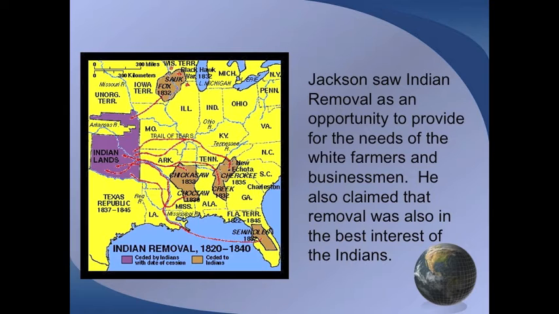He also felt that it was in the best interest of the Indians, and he in fact felt that he was doing the Indians a favor by granting them territory that would remain forever theirs. Indians would be moved from Georgia, North Carolina, Arkansas, Mississippi, and even up in Illinois and Wisconsin.